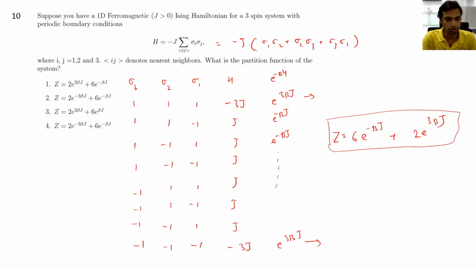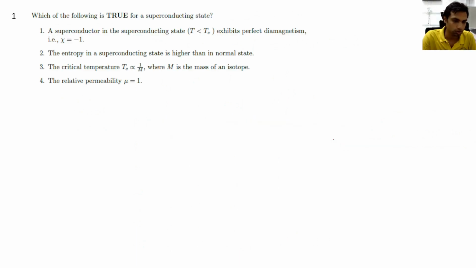So these were some of the questions of the previous assignment 9. Now let us look at some of the previous year questions. Which of the following is true for a superconducting state? A superconductor in the superconducting state exhibits perfect diamagnetism. This effect is called the Meissner effect, and this statement is true.